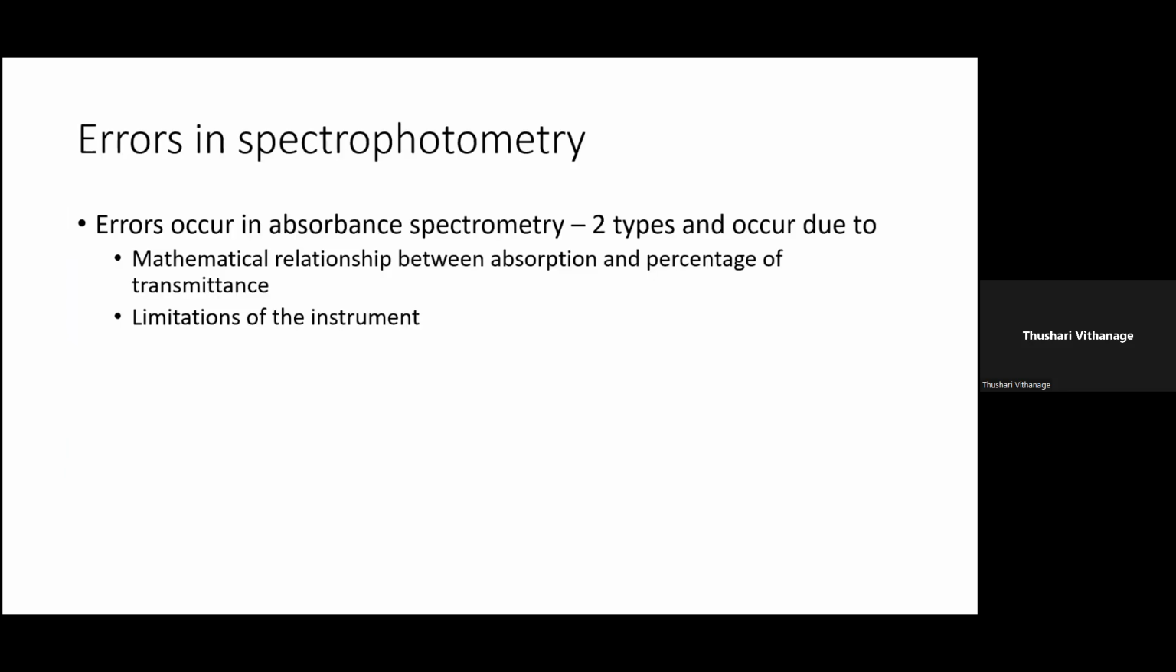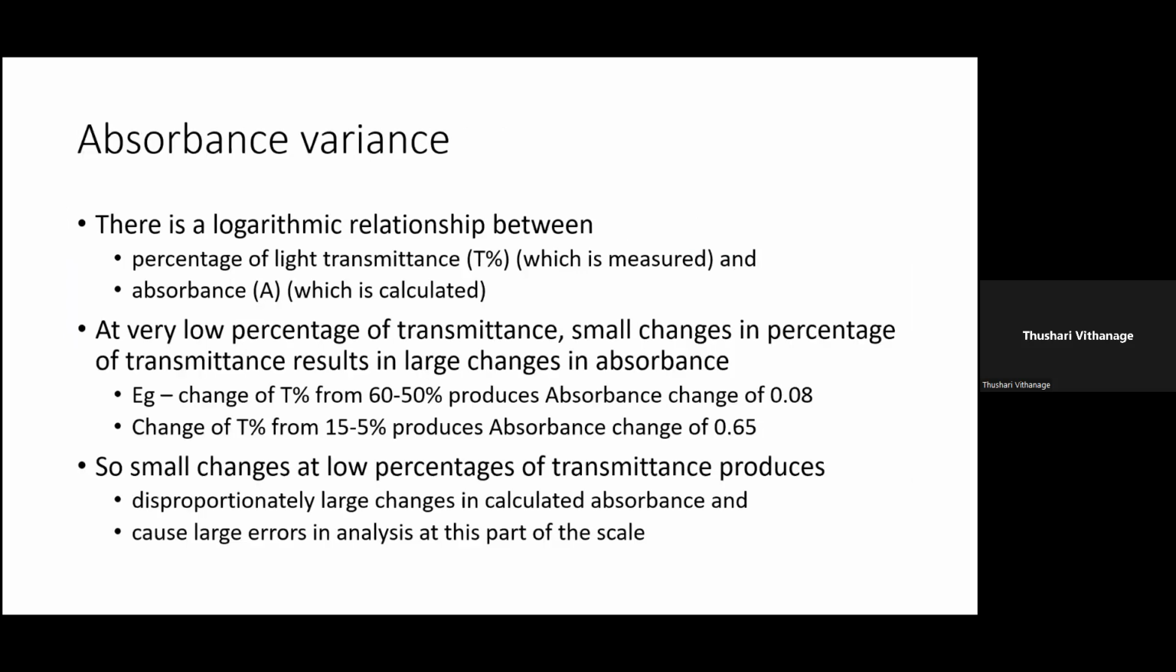So then I'm going to talk about errors in spectrophotometry. Two types of errors occur. They occur due to the mathematical relationship between absorbance and percentage of transmittance, and limitations of the instrument. When we talk about absorbance variance, there is a logarithmic relationship between the percentage of light transmitted, which we measure, and absorbance, which we calculate.